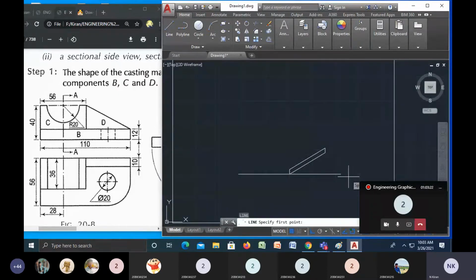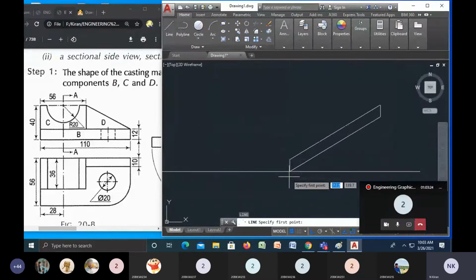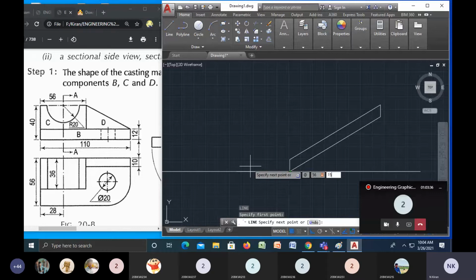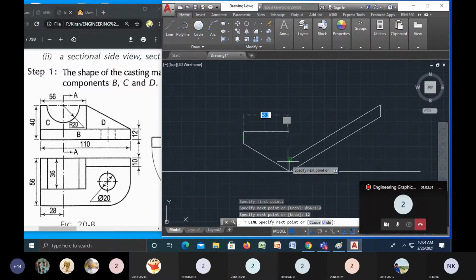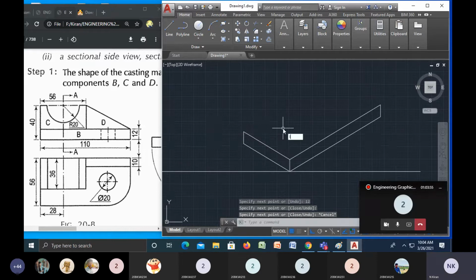So again L enter. From this base point, shift at the rate, what is the value? 56, and what is the angle? In the left side I have to give 150. Is it right? Right, enter. Okay, now height also 12, same. 12, enter. I'll join this way. Okay, escape. Now L enter.